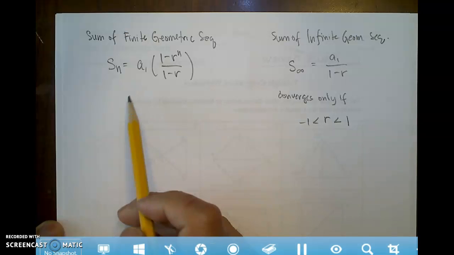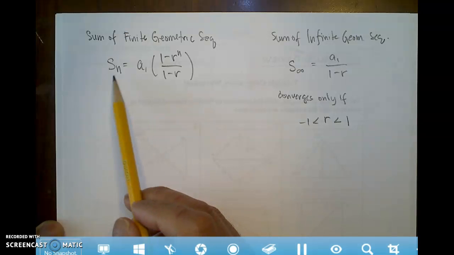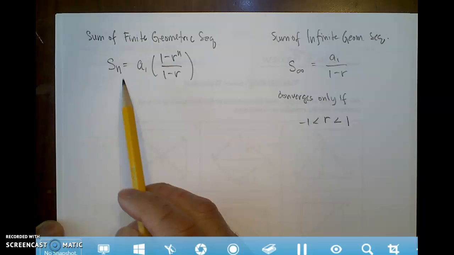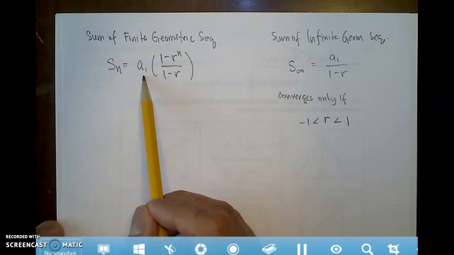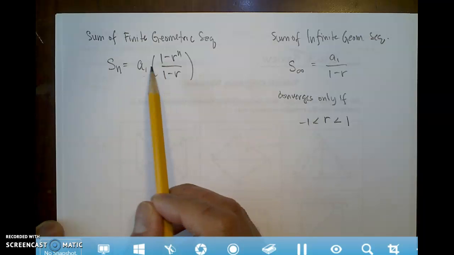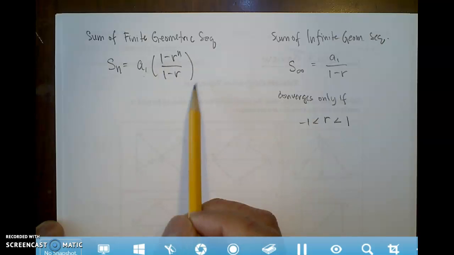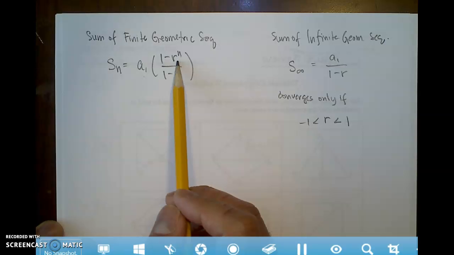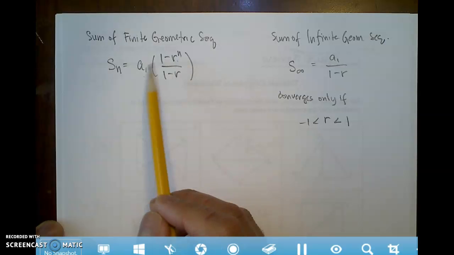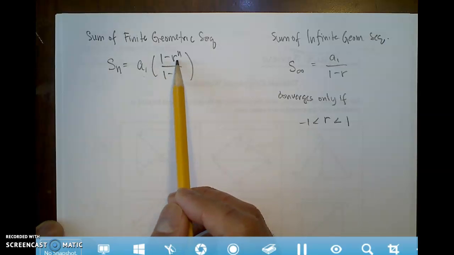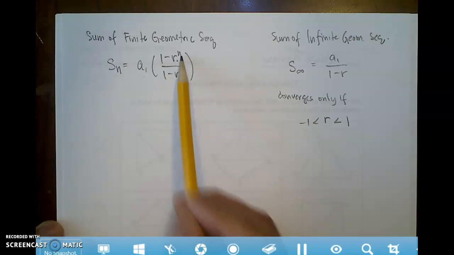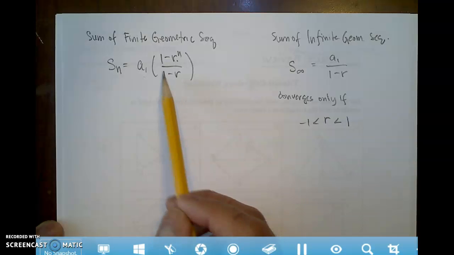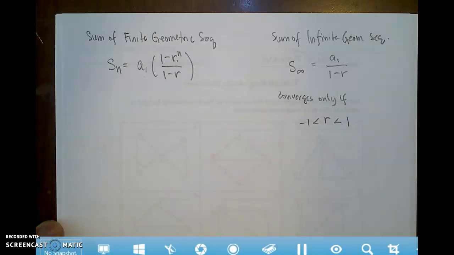Let's go back to this one. To find the sum of a finite geometric sequence, you take the first term and multiply it by this ratio, which is made up of 1 minus the common ratio put to the nth power, divided by 1 minus the common ratio.